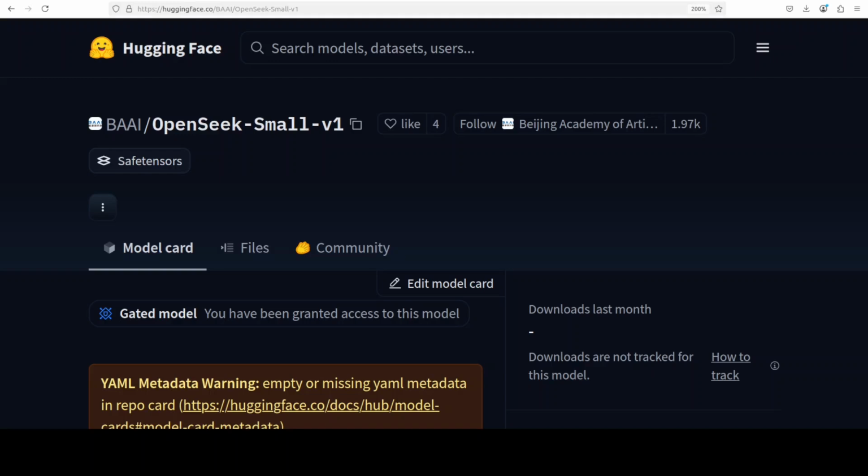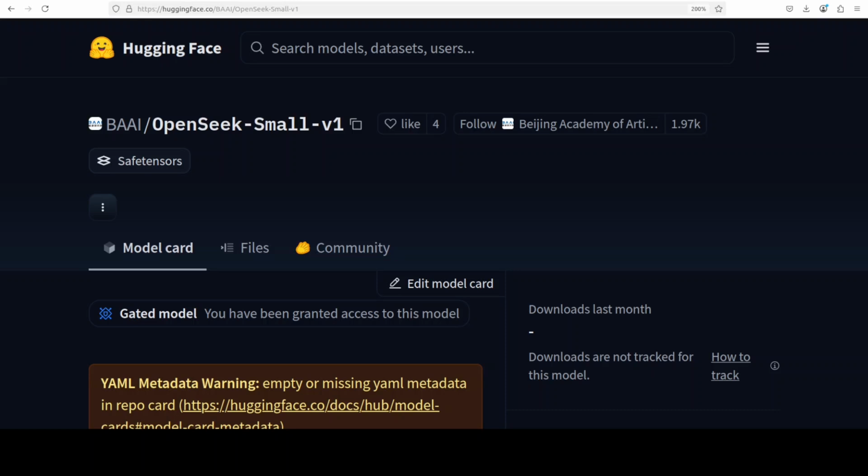China is not just about Alibaba or DeepSeek. There are various AI labs which are churning out models like anything these days. I have been covering most of them, and in this video, I'm going to cover this new model OpenSeek Small from Beijing Academy of Artificial Intelligence or BAAI.